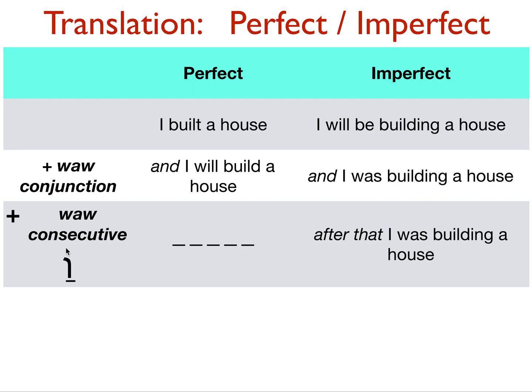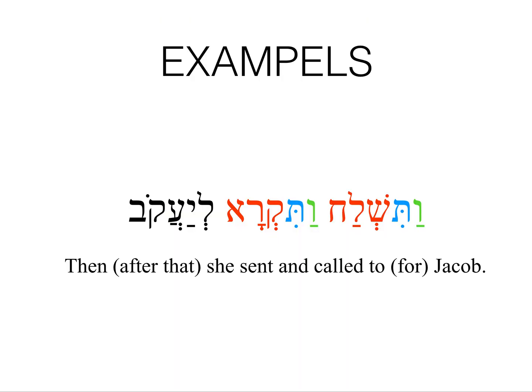The only thing that vav consecutive adds is the translation of and. Instead of just simple and, there is a consecutive time. So after that, I was building a house, or then I was building a house, or later I was building a house, or any other English translation that helps you understand that this action is taking place after what just happened before. Here are 3 examples. Vayishlach, vayikra, Yaakov.